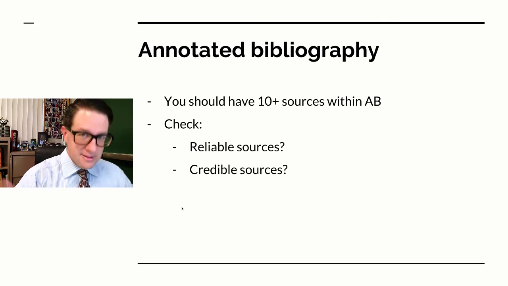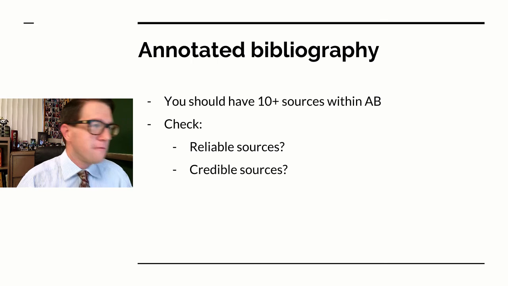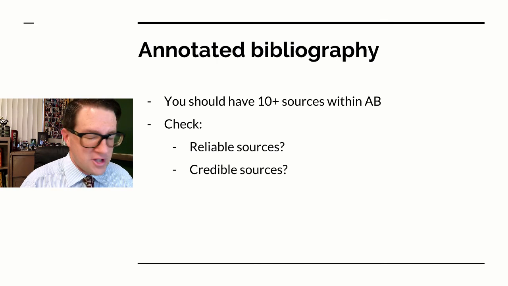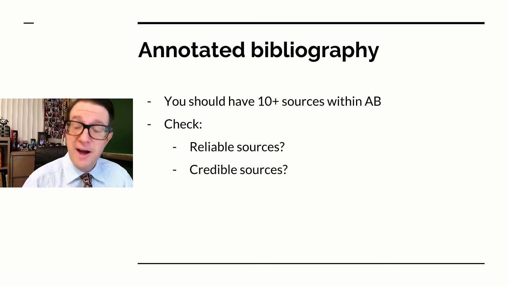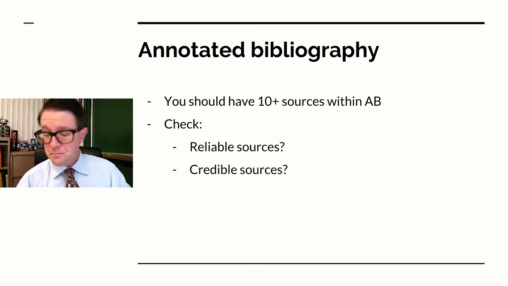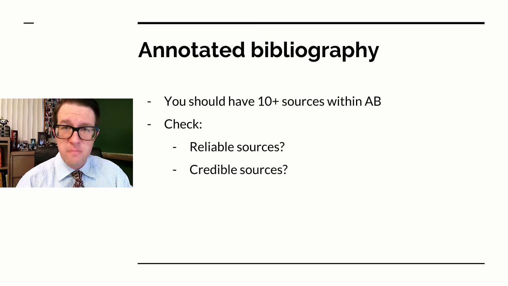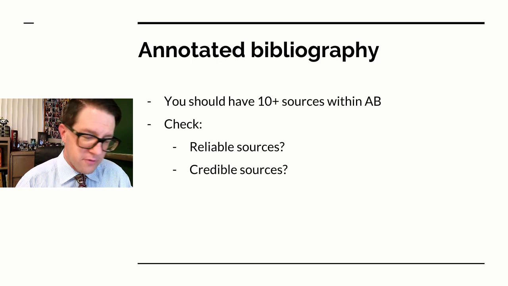So again, step 1, annotated bibliography. You should have at least 10 sources. I'd prefer 15, 20, 25. The more you have, the better this will be. They should be reliable sources. They should be credible sources. You run them through the test of PARC or CRAP, depending on which one you prefer to say.